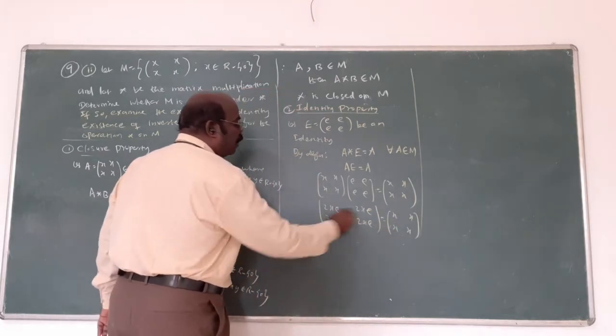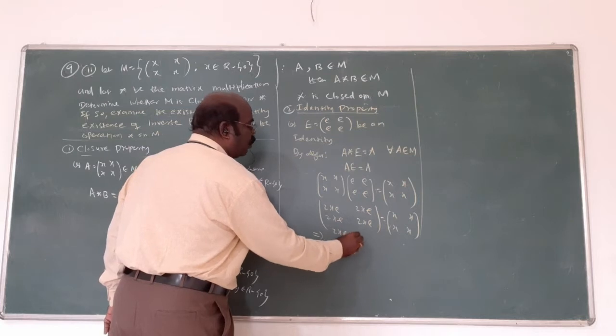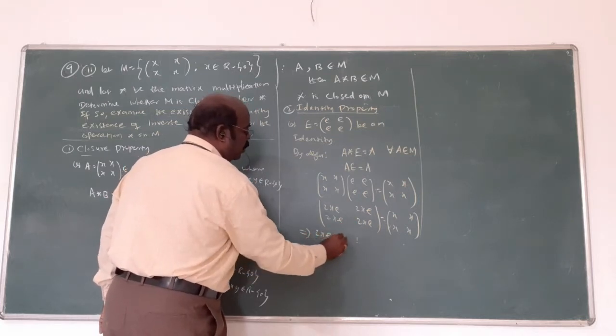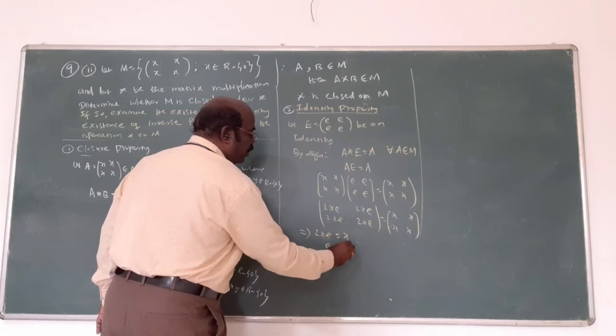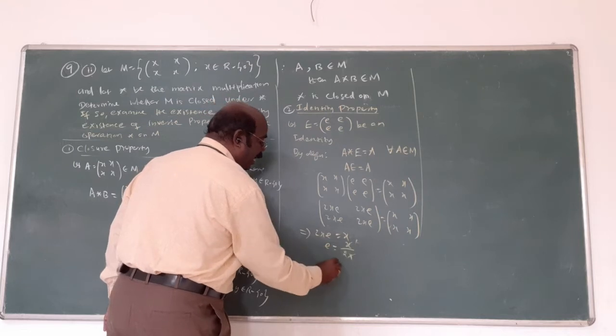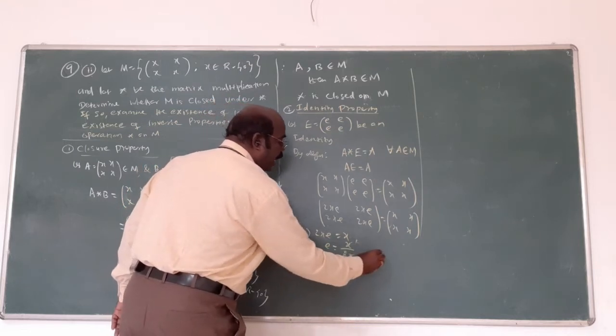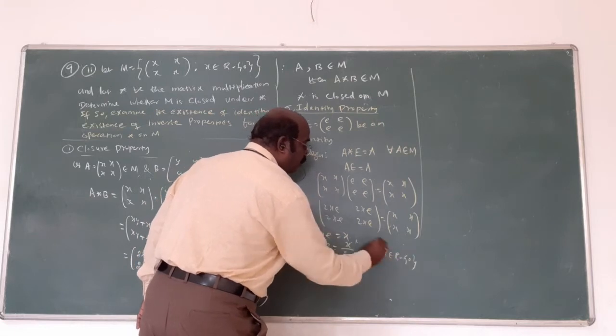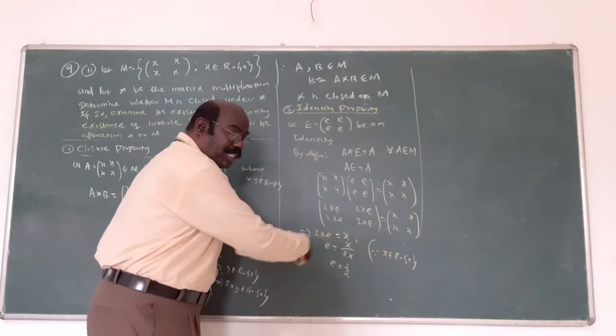Now the corresponding elements should be equal. 2xe equal to x. Am I right? We want e. x by 2x, the x will be cancelled. Cancelling is possible. What is the reason? Since x belongs to R minus 0, only then is cancelling possible.